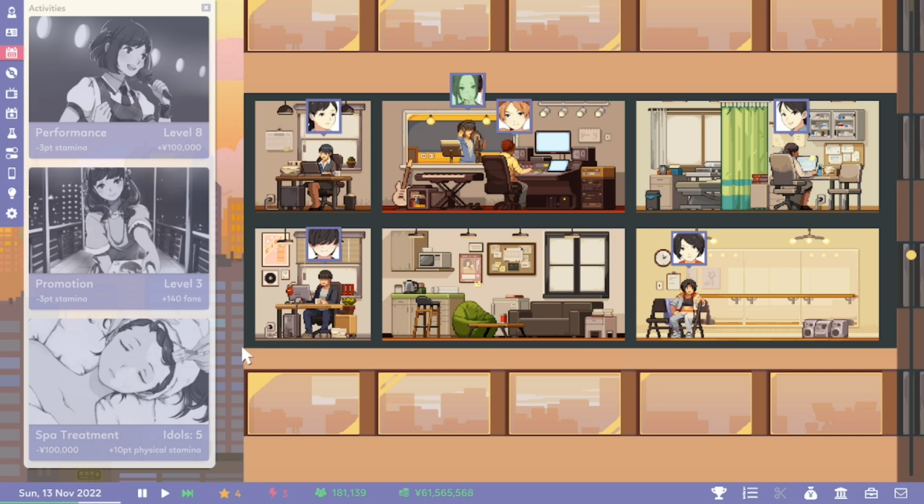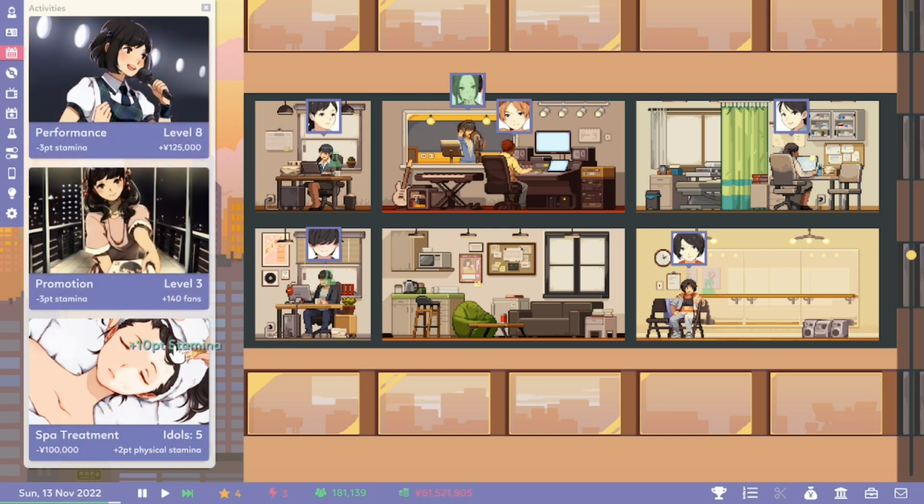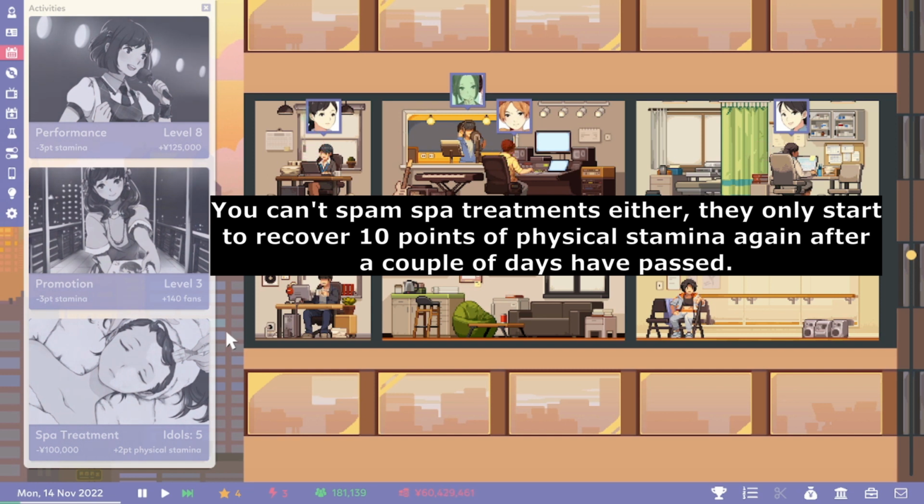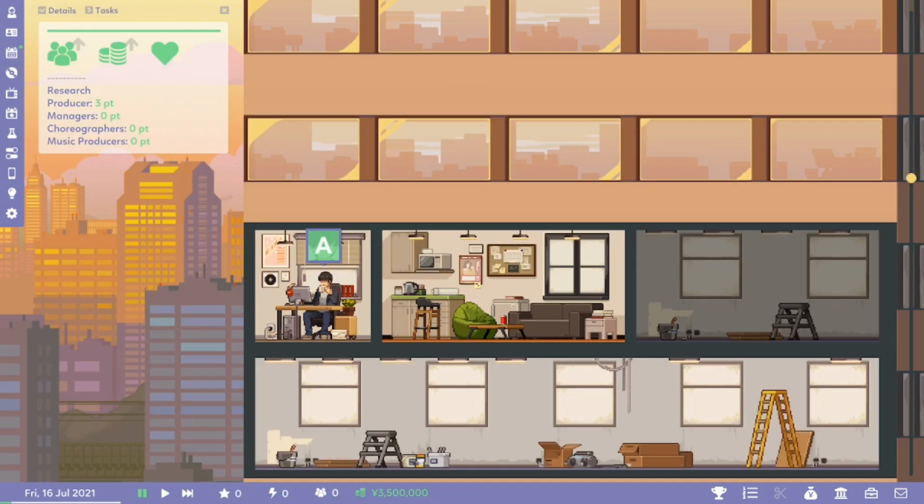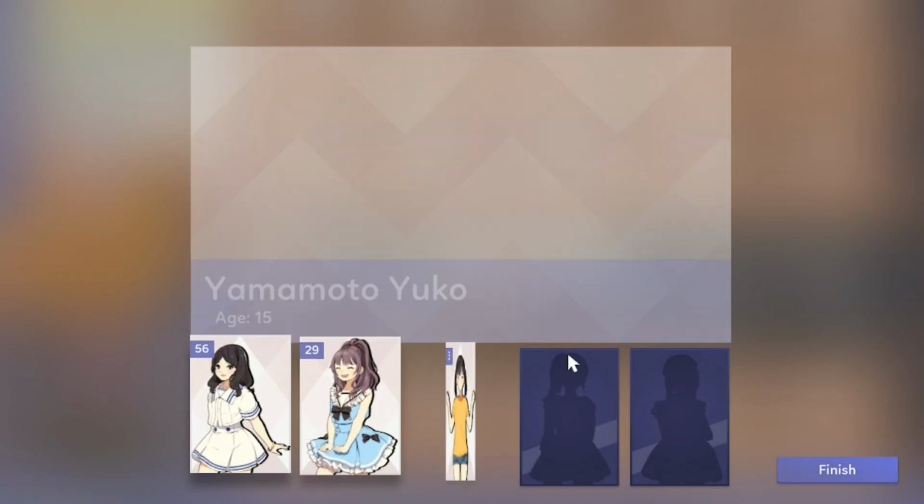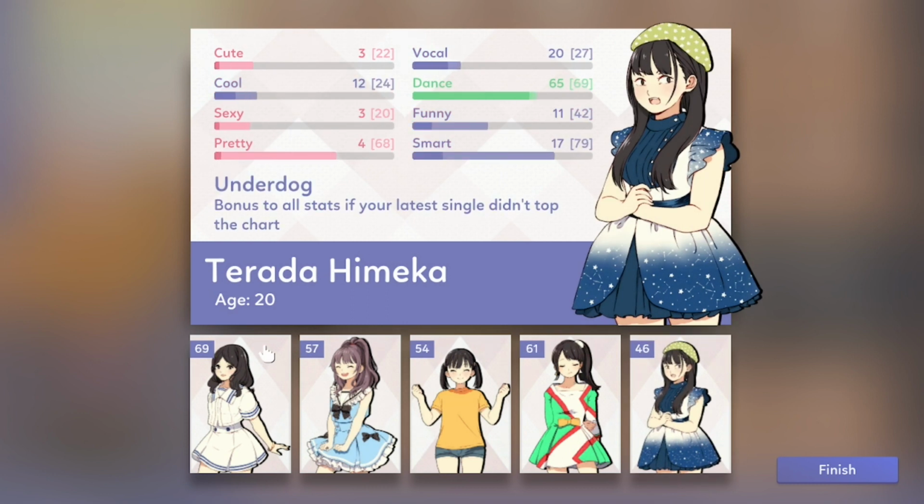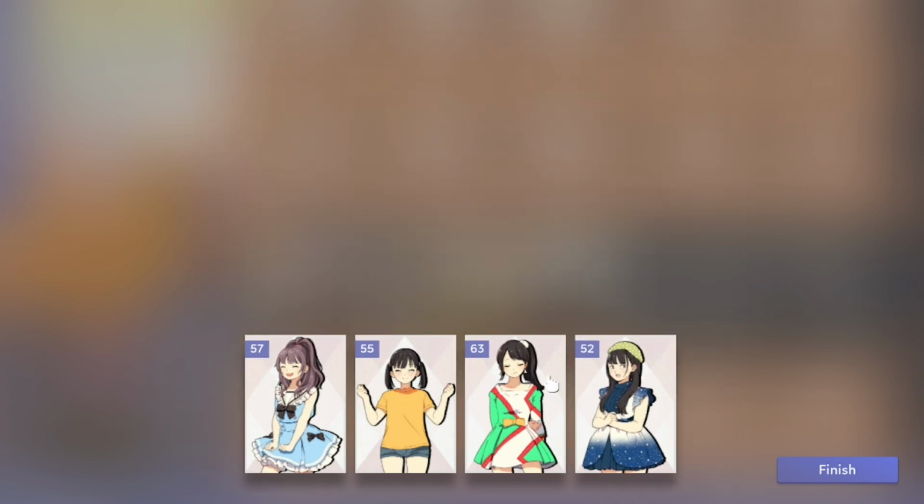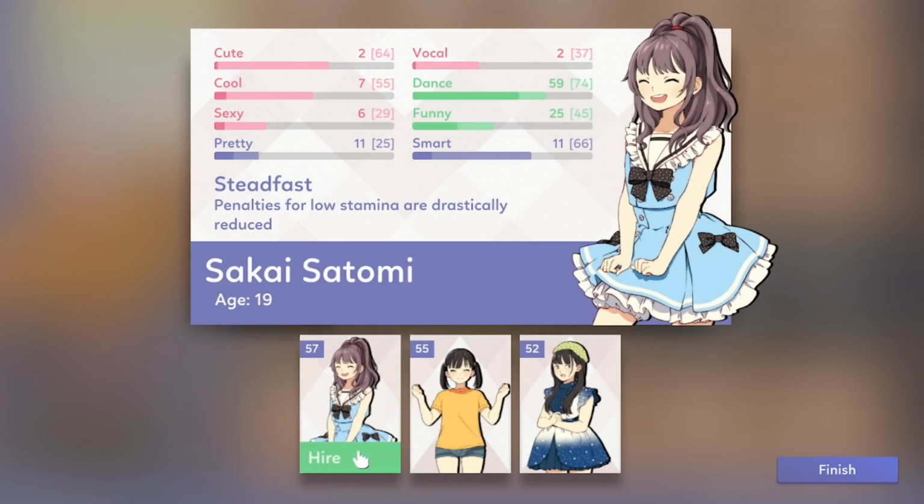Spa treatments also use up an entire day, so not only will you save money from constructing a break room early on, you also save time. Early on, what I'd like to do is to get 3 idols. You don't need a good audition early on. Just pick the best 3 out of the 5 girls you find in the 100,000 yen audition.